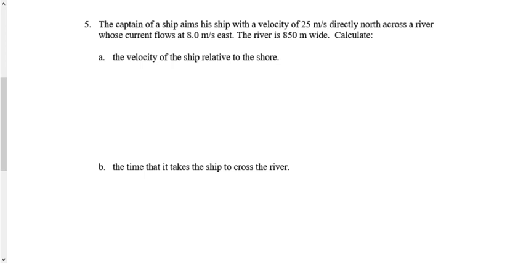captain of a ship aims his ship with a velocity of 25 meters per second directly north across a river, whose current flows at 8.0 meters per second to the east. The river is 850 meters wide. What's the velocity of the ship? And so on. It asks me a couple of other questions as well.